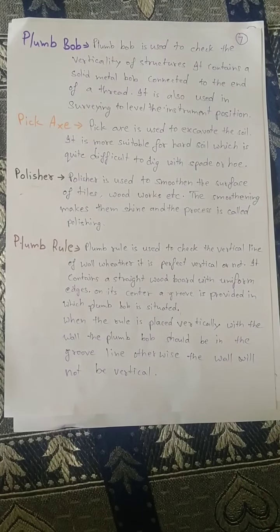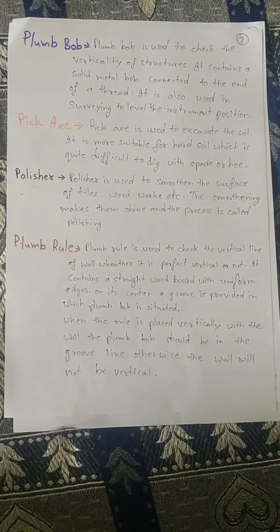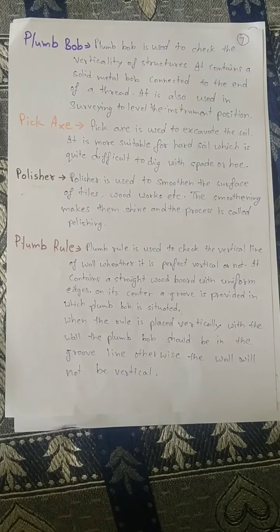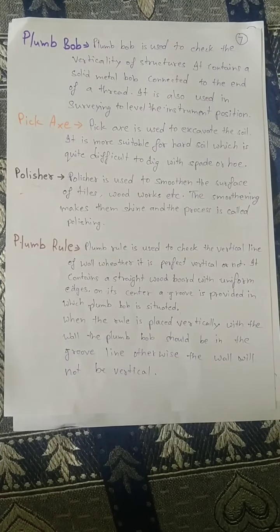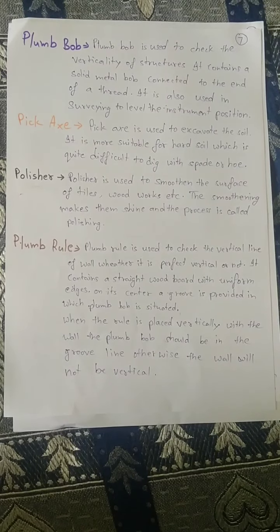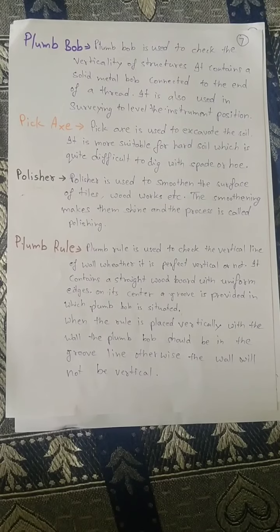Plumb bob. Plumb bob is used to check the verticality of a structure. It contains a solid metal bob connected to the end of a thread. It is also used in surveying to level the instrument position.